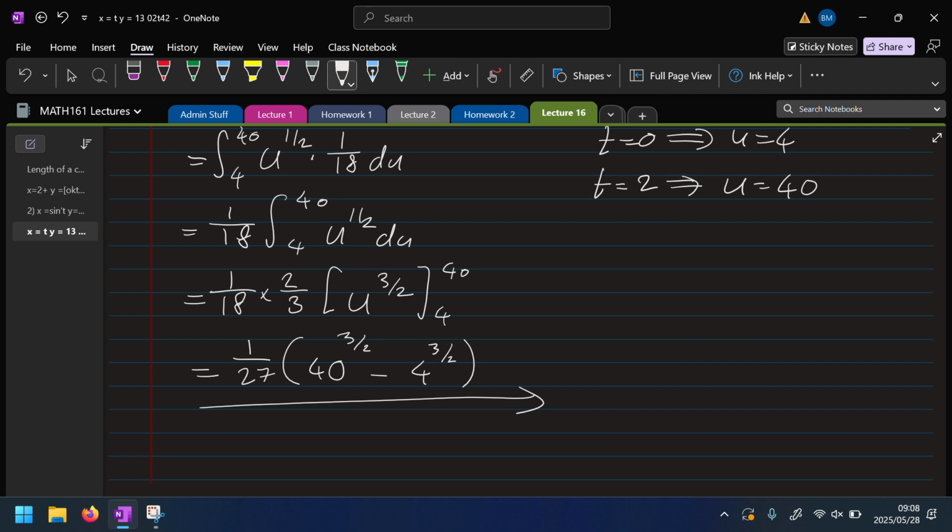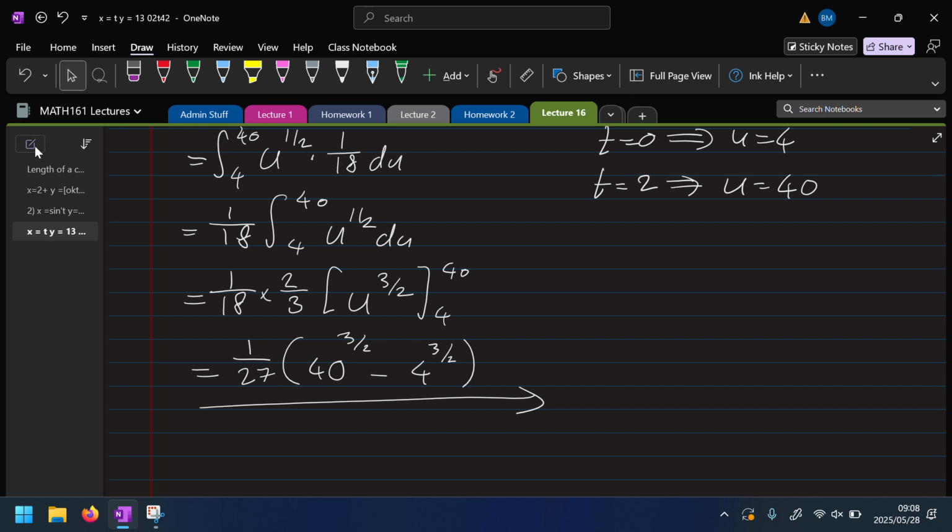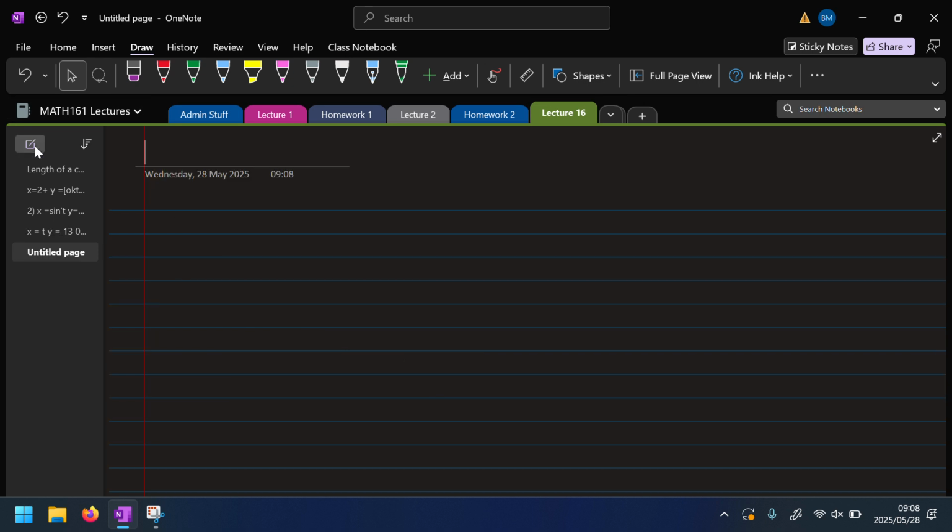Okay, any questions? All good. Okay, let's look at the next one, number 4. Okay, so here we have x is t minus sine t, and y equals cos t.